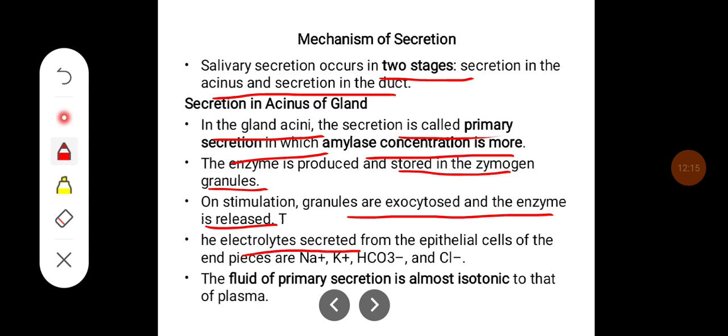The electrolytes secreted from the epithelial cells of the end pieces are sodium, potassium, bicarbonate, and chloride. The fluid of the primary secretion is almost isotonic to that of plasma.